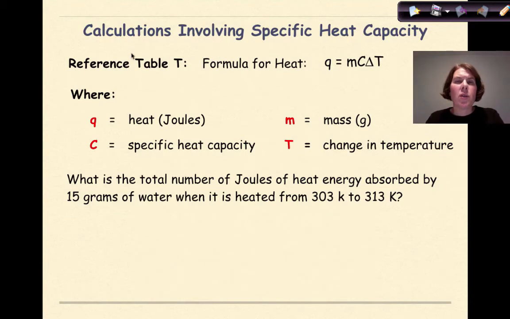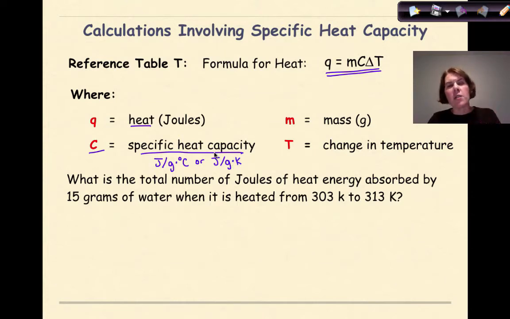So now we're going to look at some calculations involving specific heat capacity. We're going to use reference Table T, and our formula for heat is Q equals mc delta T. We're going to be using this quite a bit, where Q is our heat in joules, and C is our specific heat capacity, which we are going to see labeled as either joules per gram degrees Celsius, or joules per gram Kelvin.